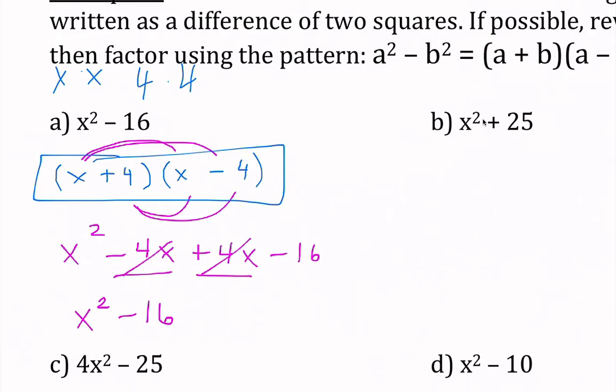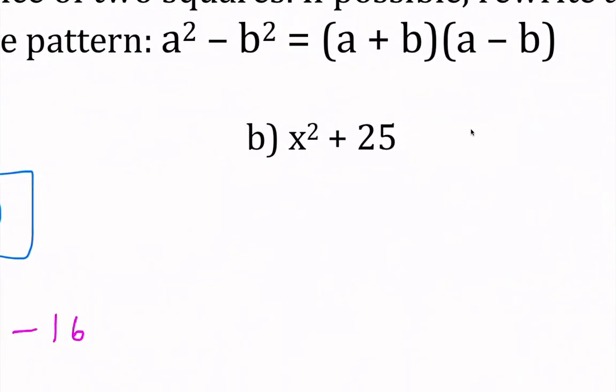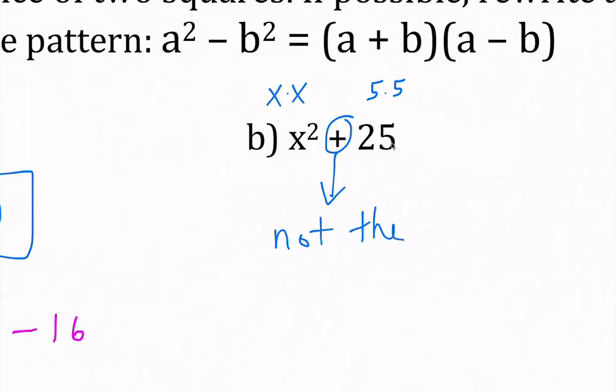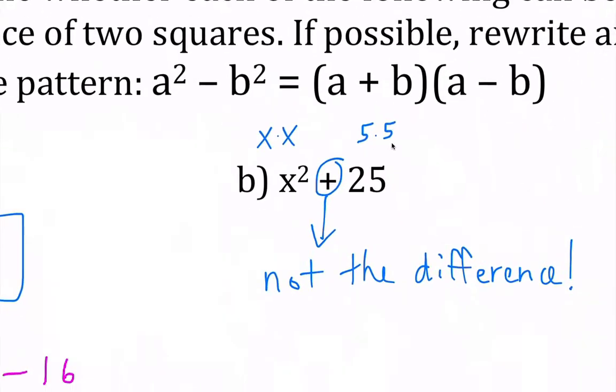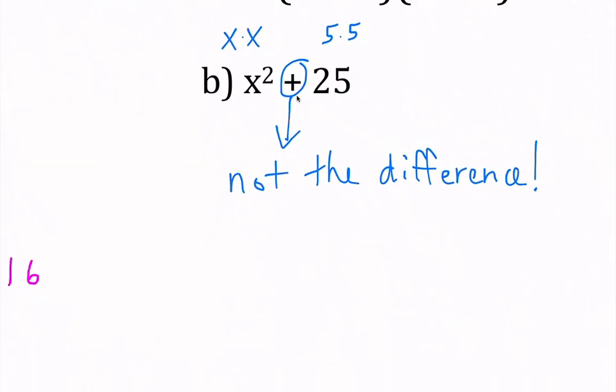Okay, so if I'm looking at example B, I know x squared is a perfect square because x times x is x squared, same thing times itself. 25 is a perfect square because 5 times 5 is 25. But this one will not work because it is not the difference. So the rule says the difference of two squares. So nope, that's not a difference. Difference means subtraction. So I can't factor that one. Can't do it. Done.